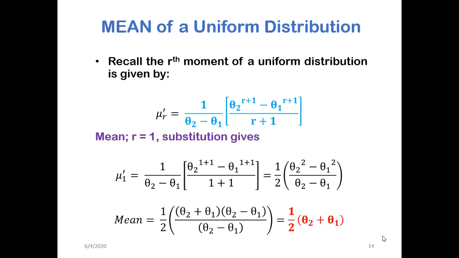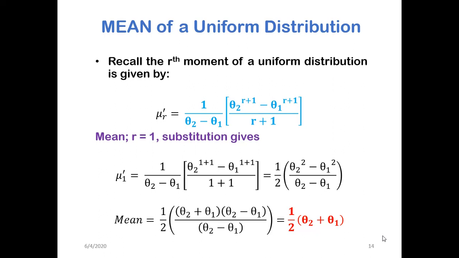The exponent just after θ2 is for r, and the one just after θ1 is also for the value of r. So 1 plus 1 makes 2, and 1 plus 1 makes 2.